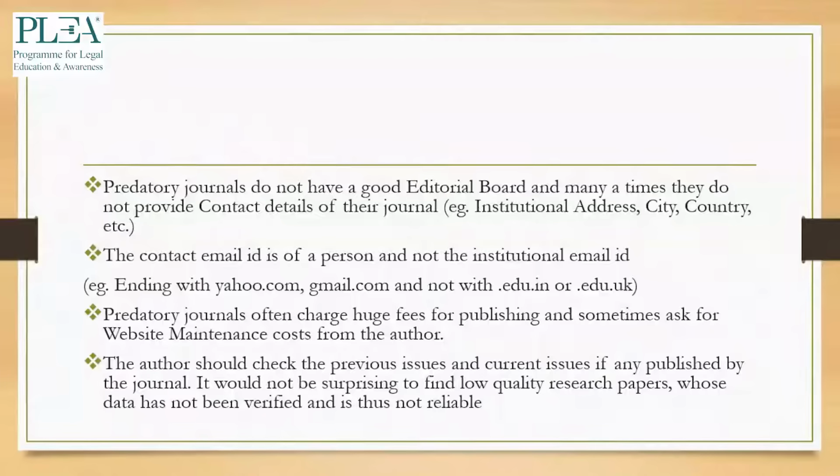The author should also check previous issues of the journal. The journal should have its previous and current issues if they are published. If not, then better not go ahead. Always try to ask for a copy of the earlier edition or the earlier issue that is published, so you get an idea of who all are publishing in it, what is the quality of the research that is published, whether that data is verified.